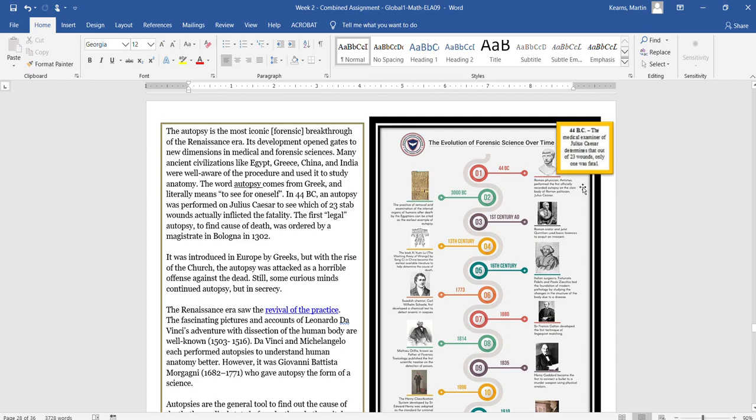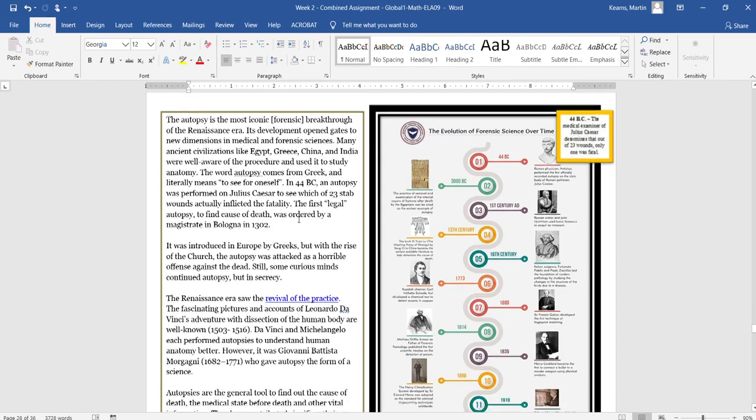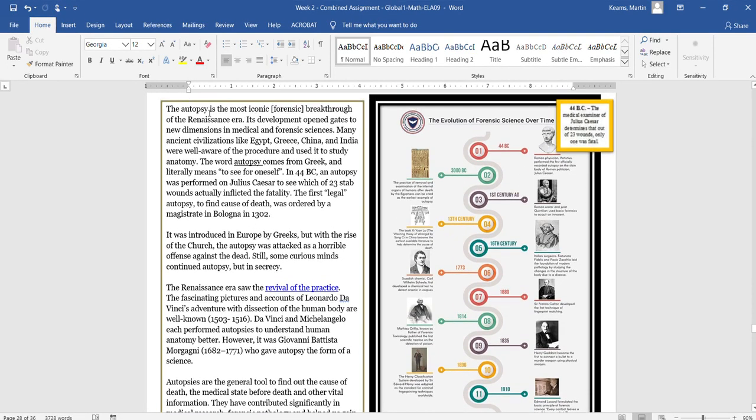So Julius Caesar was attacked and killed by a few other politicians and even his great friend Brutus. And they figured out that he was stabbed 23 times, but there was only 1 fatal wound using forensic science. The autopsy is the most iconic forensic breakthrough of the Renaissance era. Its development opened the gates to new dimensions in medical and forensic sciences.